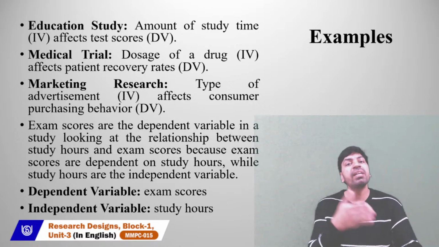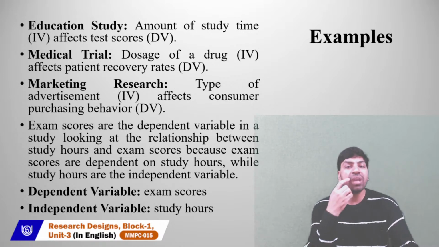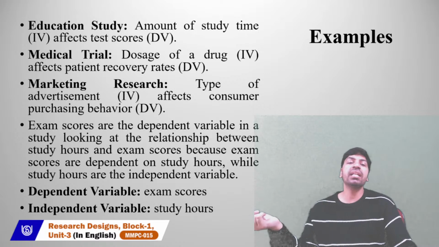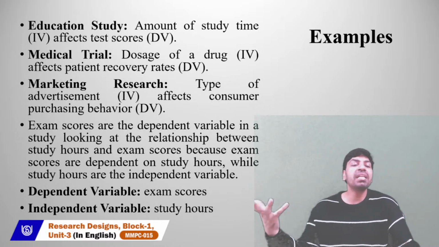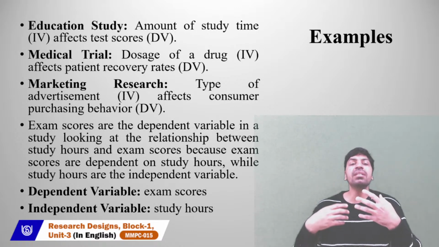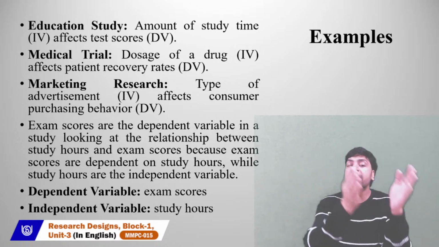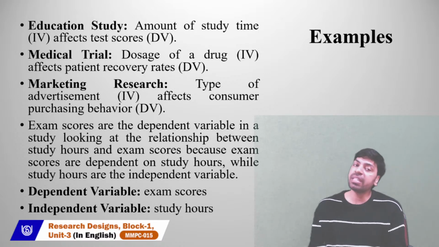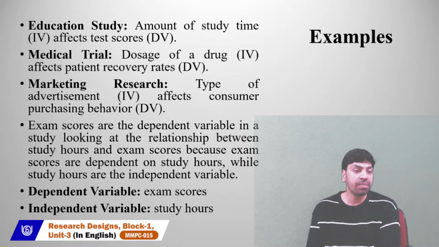So the type of advertisement is an independent variable which affects plenty of variables, which stand as dependent variables. Consumer purchasing behavior totally depends upon the type of the advertisement. So the type of the advertisement is an independent variable, and the consumer purchasing behavior is a dependent variable.